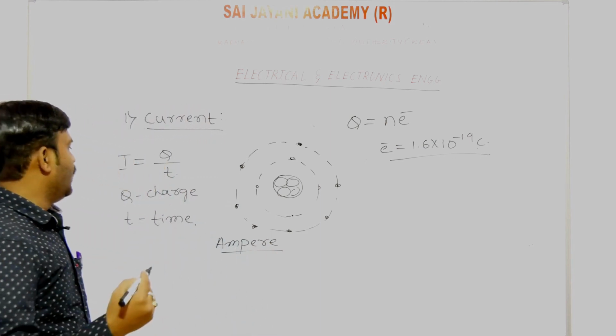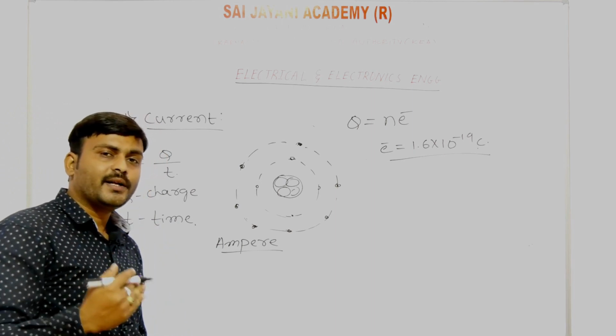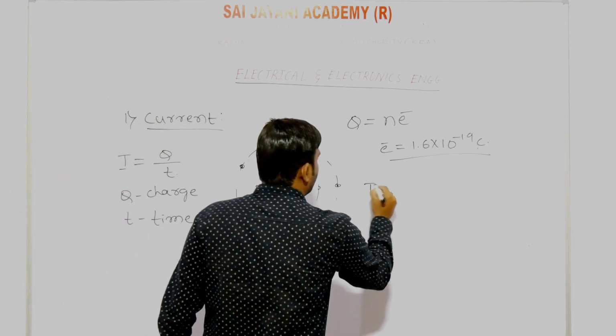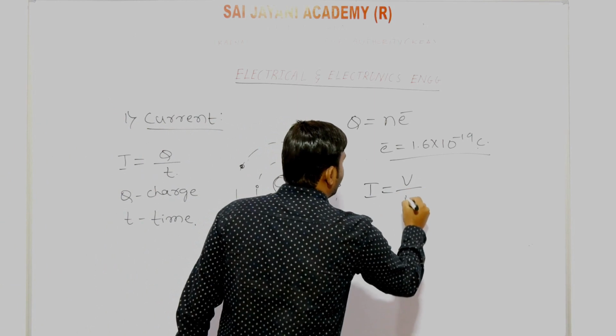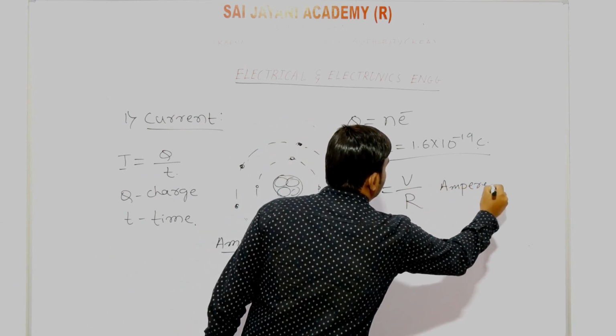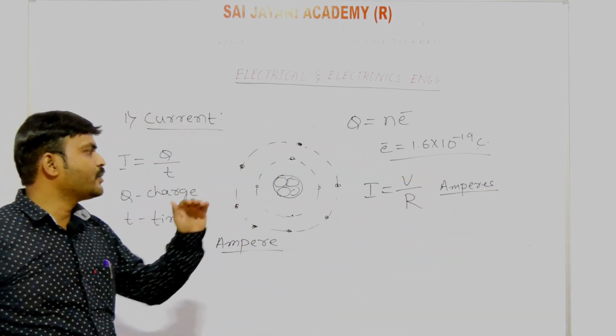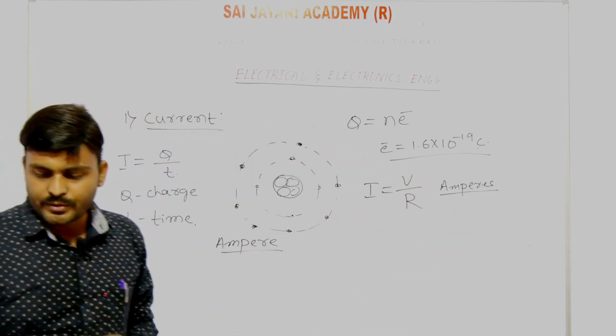And current can also be defined as the ratio of voltage and resistance. So current is equal to V by R, amperes. Current is equal to voltage by resistance.